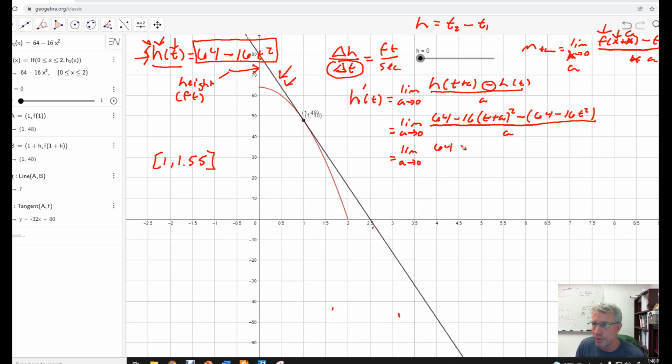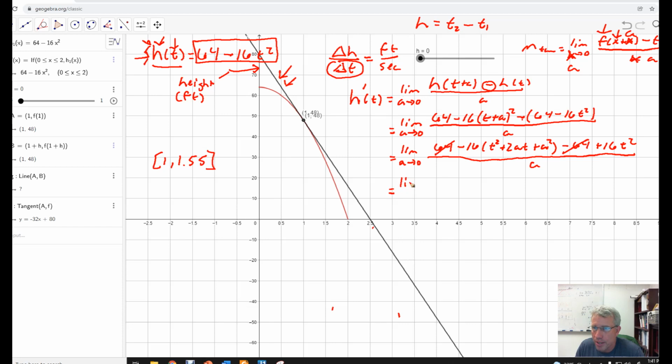64 minus 16 times t plus a squared is going to be t plus a times t plus a. And if we multiply that out, we get t squared plus the middle term twice, so 2at, plus an a squared, minus, distribute this minus into parentheses, minus 64 plus 16t squared, and it's still all over a. See if anything will simplify. We get 64 minus 64 is 0, so we can get rid of that now.